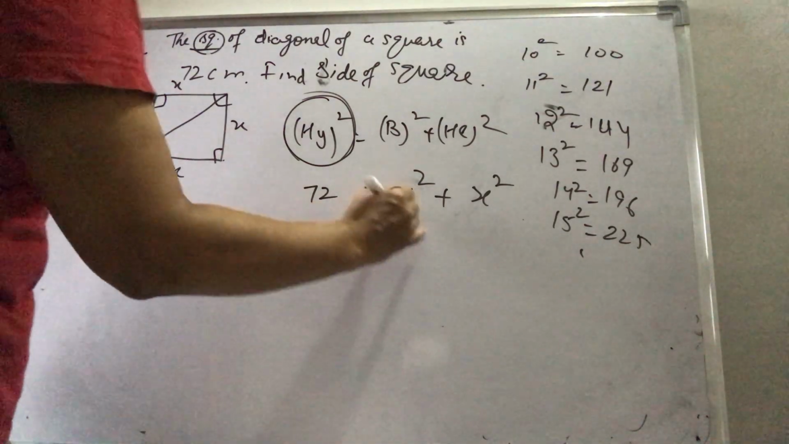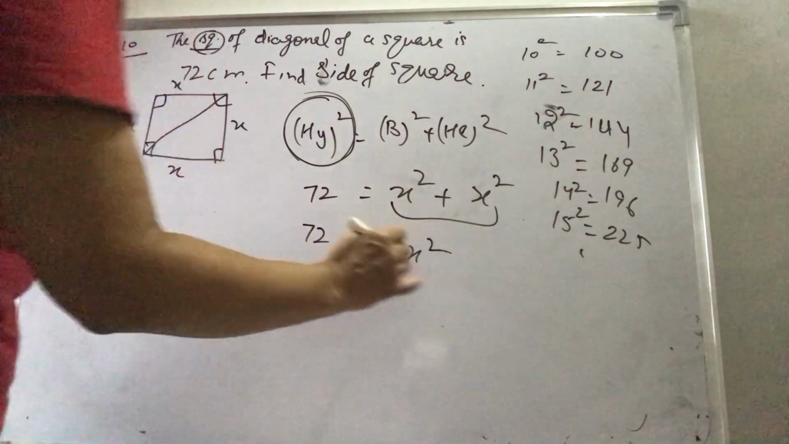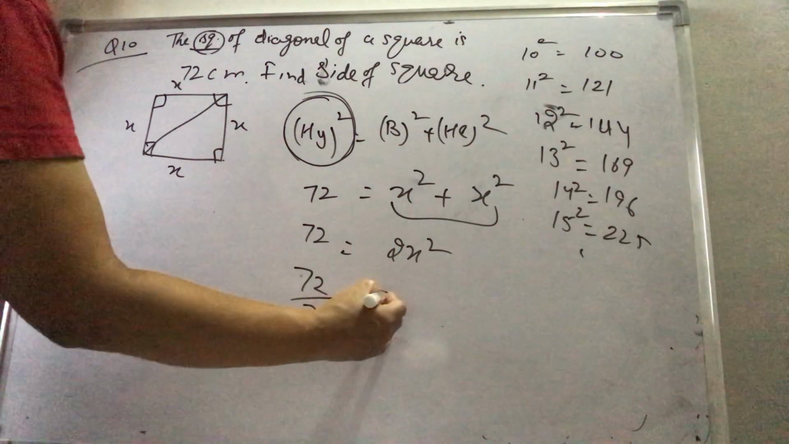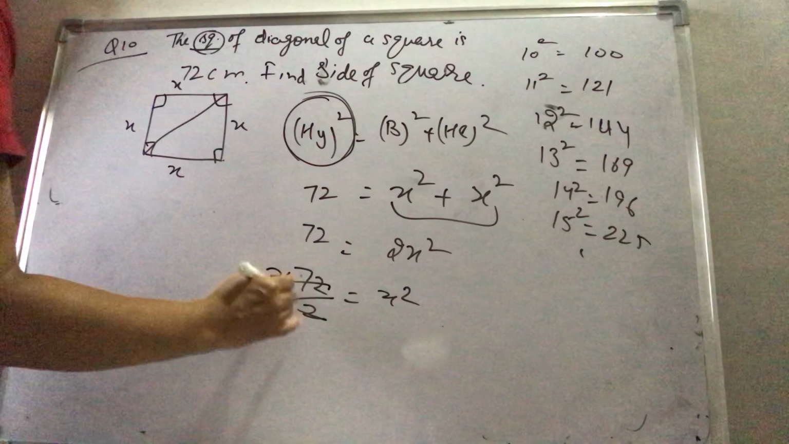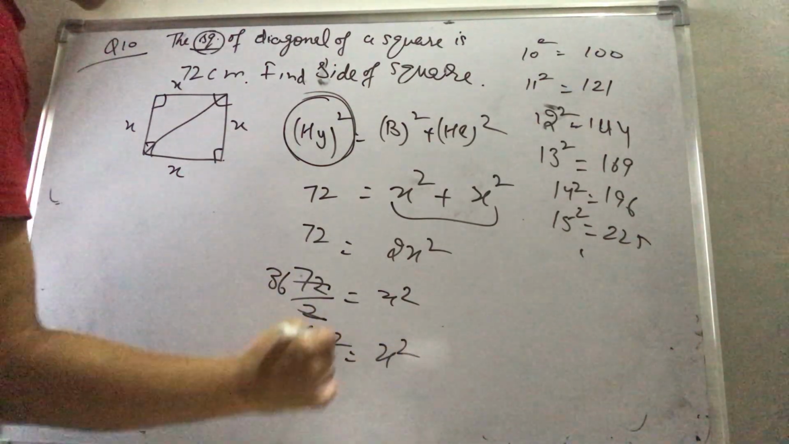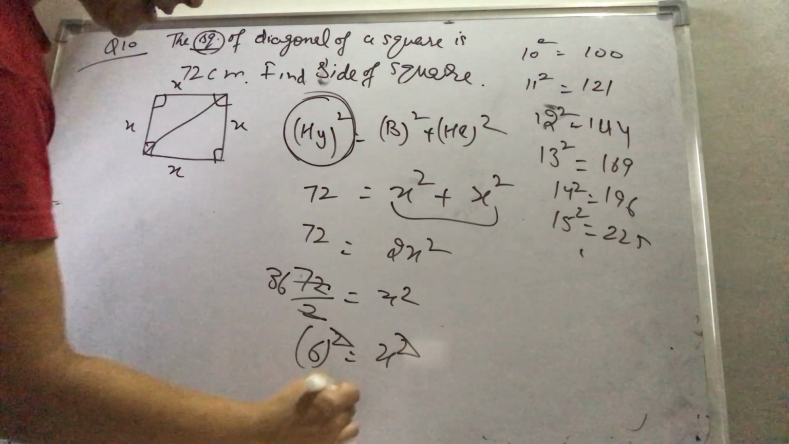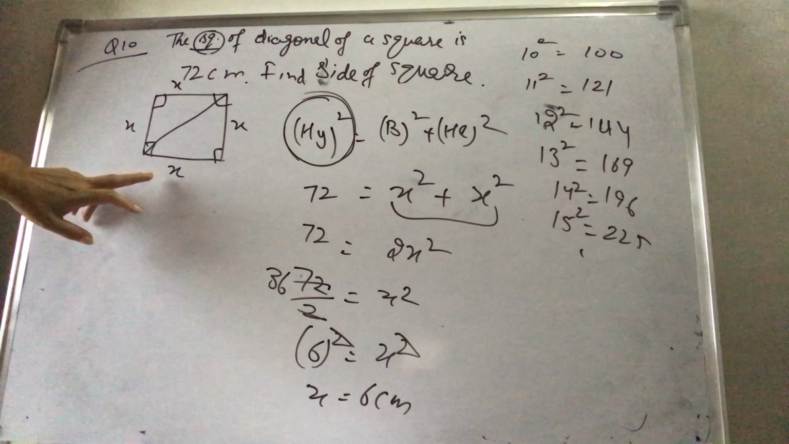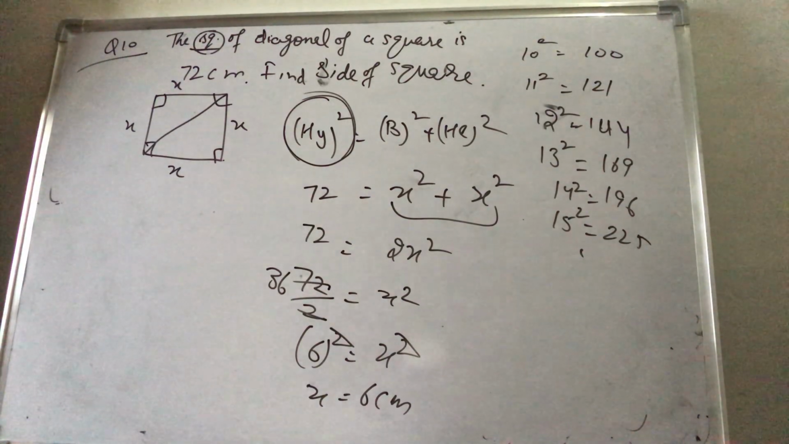Now 72 is 2x square. 2 will come left side and it will divide 72. It will be 36. Now we know that 36 is the square of 6. Squares will be cancelled and the value of x is 6 centimeter. Means the side of this square is 6 centimeters.